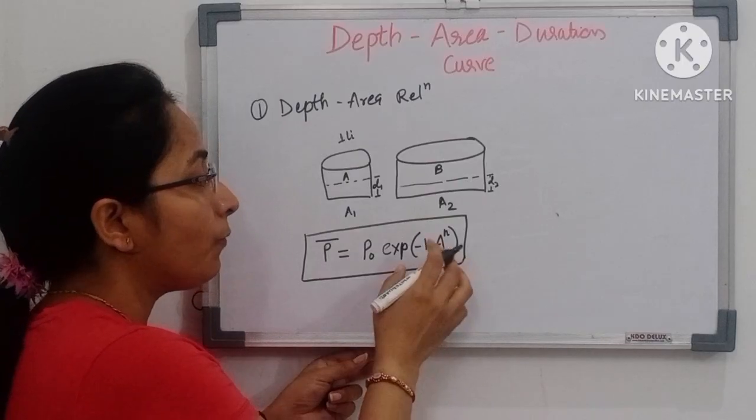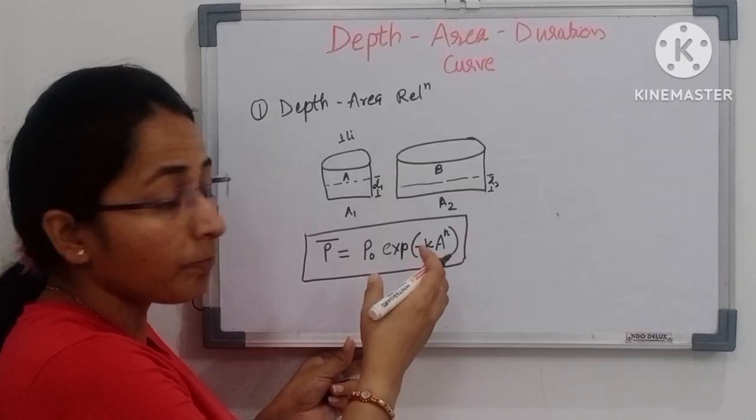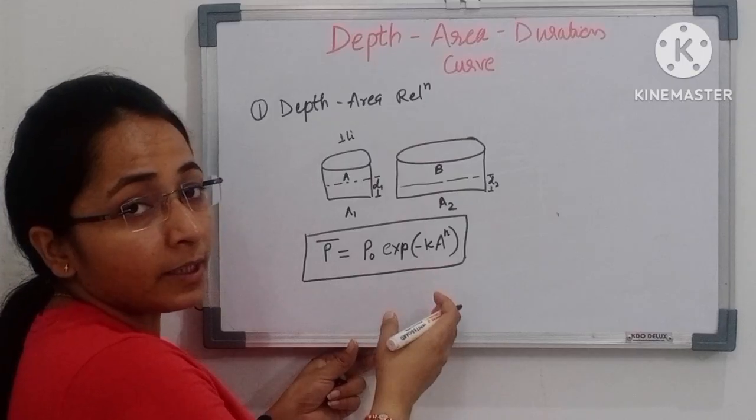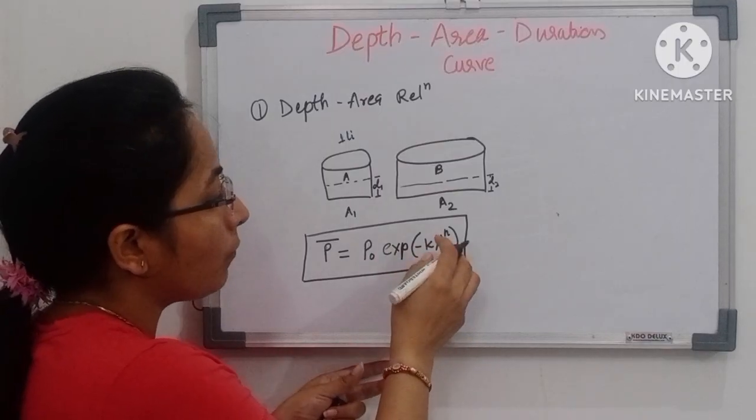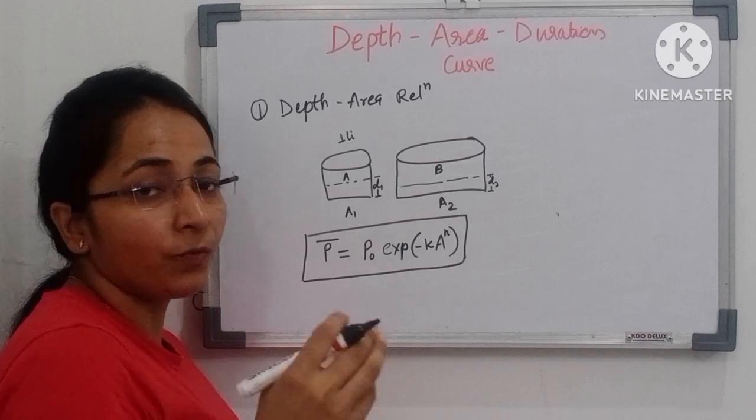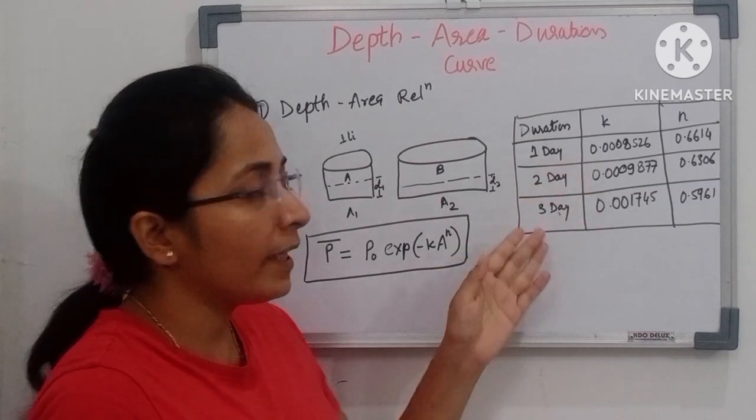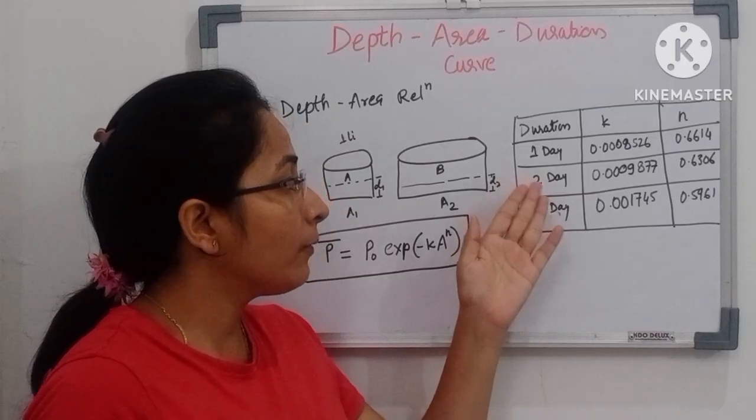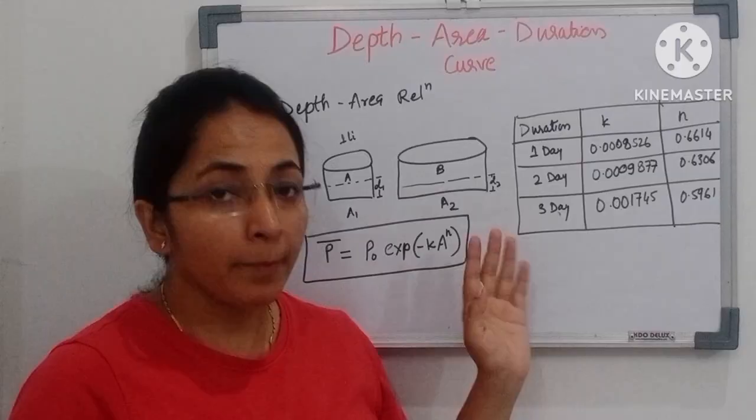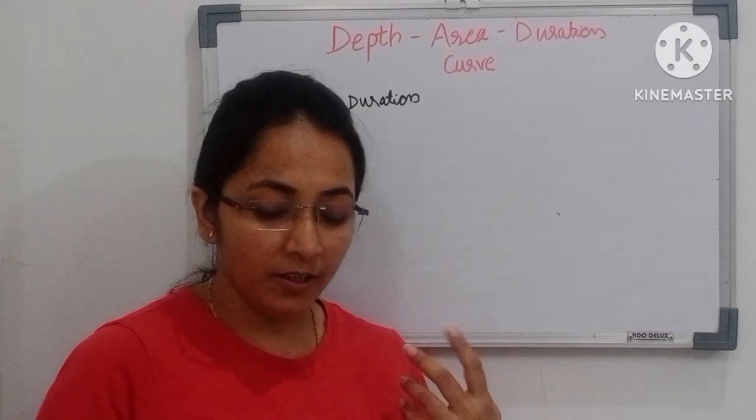The values of K and N are already given by some researchers, like Dhar and Bhattacharya have given the values of K and N for different durations, like for 1 day, 2 days, 3 days. So these are the values of K and N for different durations, given by Dhar and Bhattacharya. Next one is the depth and duration relationship.